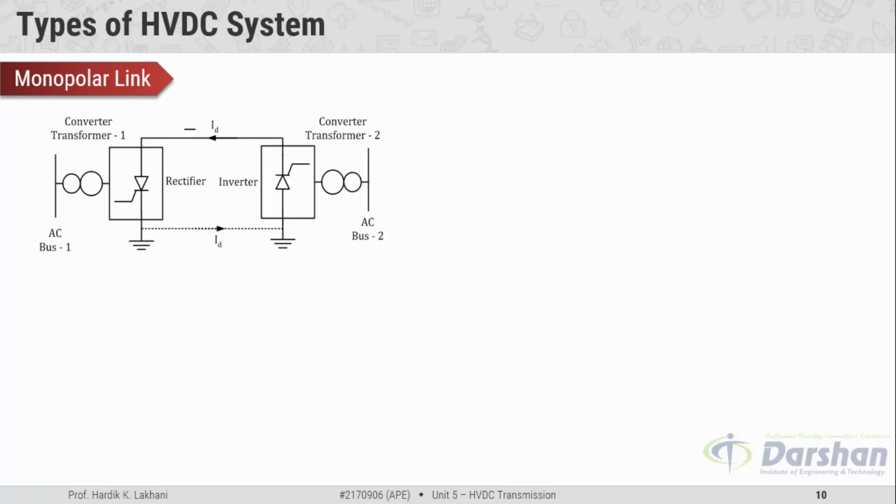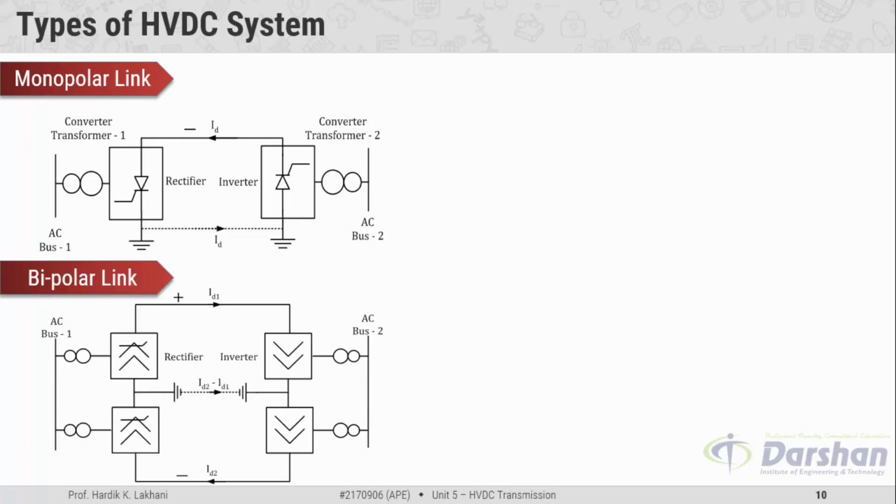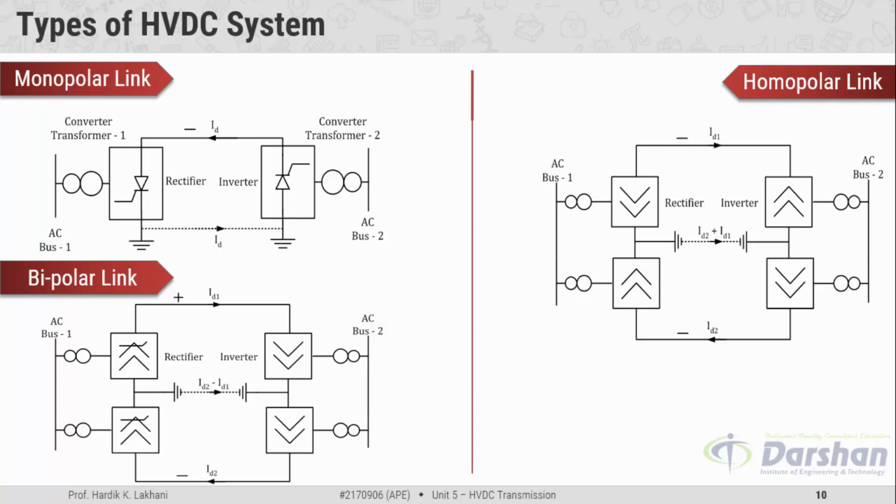The first is monopolar link, the second is bipolar link, and the third one is homopolar link. The line diagram of each one is presented over here. In the monopolar link, only one link is present between the rectifier and the inverter unit. But in the case of bipolar link, two links are present between the rectifier and the inverter units. One link operates with positive polarity and the other link operates with negative polarity.